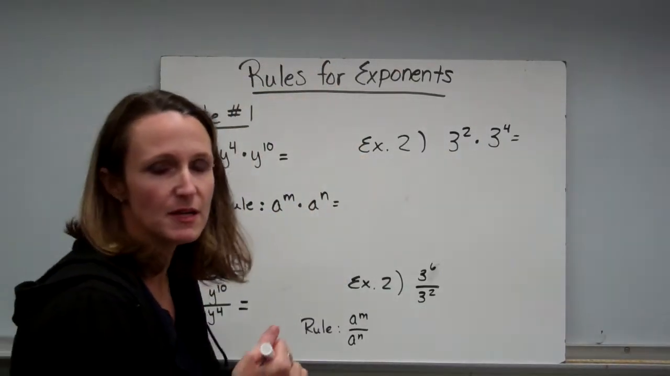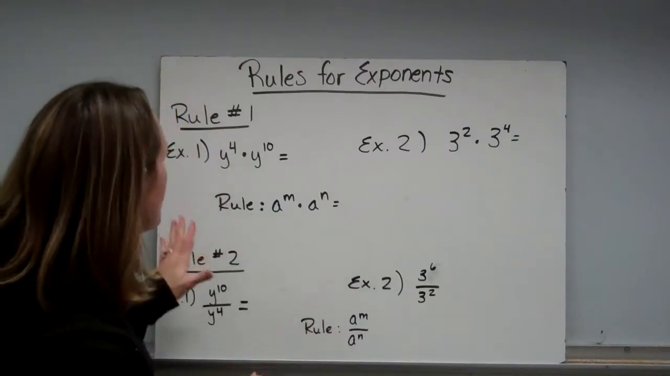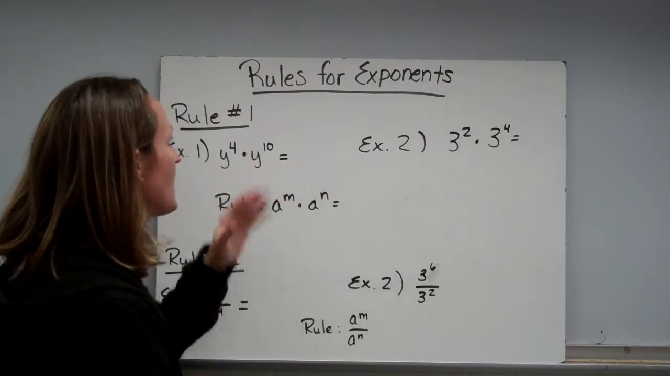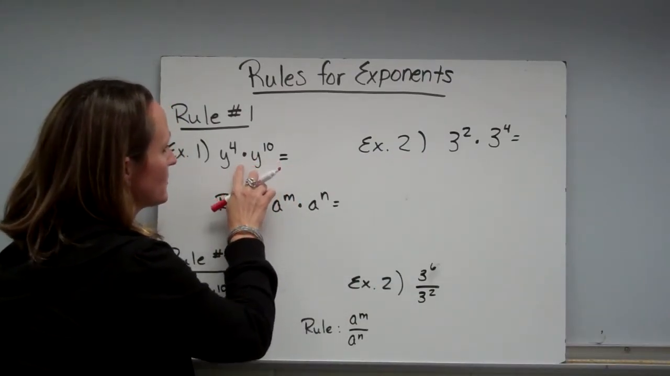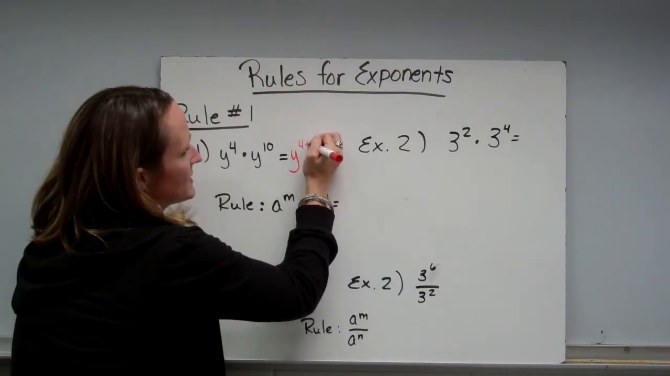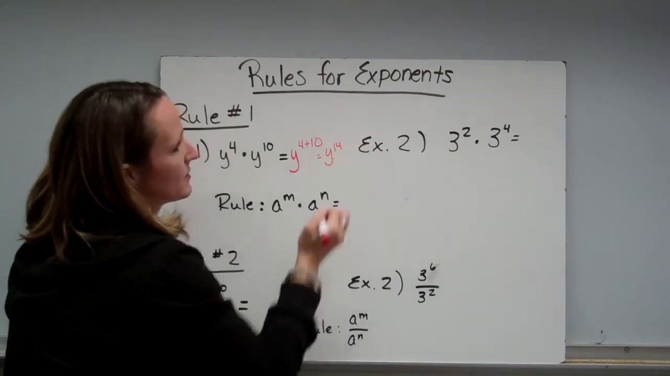Okay, in this video we're going to talk about the rules for exponents. Most of these you should know. Remember that when you're multiplying exponents with the same base, you simply add the exponents. So if we have y to the 4th times y to the 10th, we get y to the 4 plus 10, or y to the 14th.